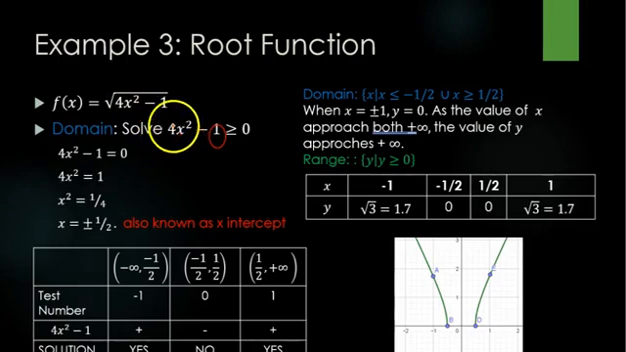So we have to solve for 4x squared minus 1 greater than 0. So first we have to solve for this equation and find the zeros. So the zeros are positive and negative 1/2. In the graph, this will also be our x-intercept. Then we're going to do test numbers on the intervals and substitute them into the radicand, to see if it will be positive, negative, or positive.